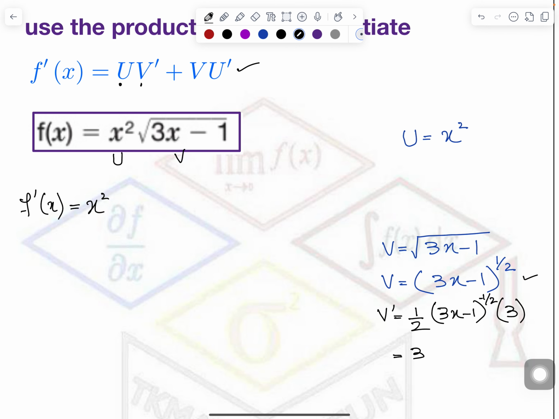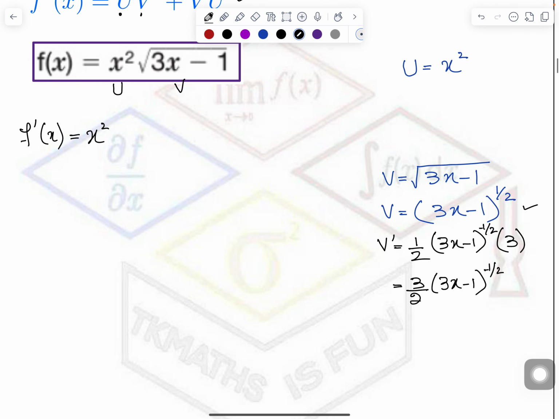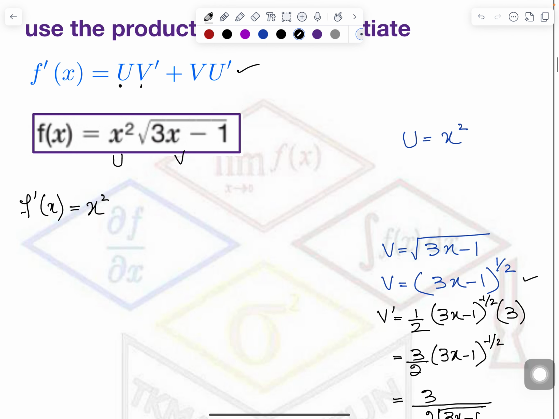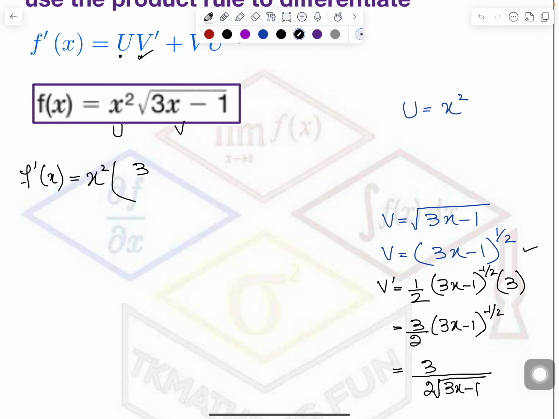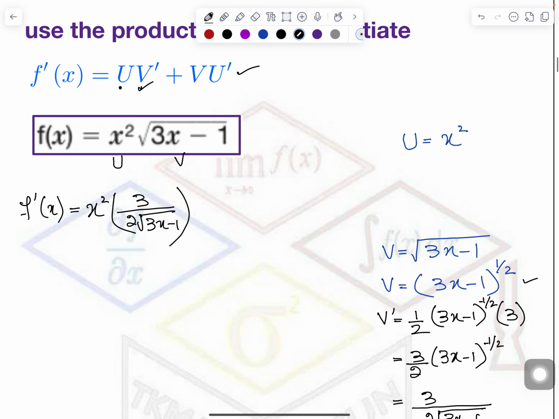So what is my answer? 3 upon 2, 3x minus 1 power minus half. I would like to write it with a positive index. So it will become root of 3x minus 1. So now in this formula, u I have written, now it is v prime. You can see here. So I'm substituting this value here: 3 upon 2 root 3x minus 1. Now this part of the formula is done. Now plus sign, v. v is 3x minus 1. Multiply by the derivative of u. So the differentiation of u will be 2x. So I'll multiply it by 2x.